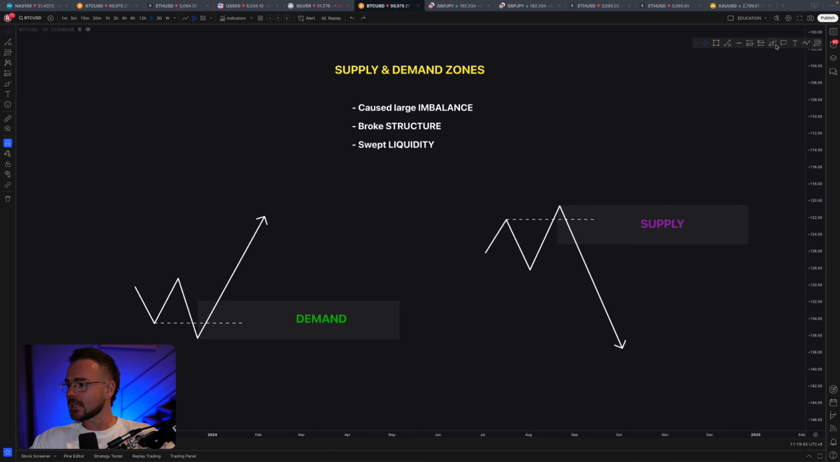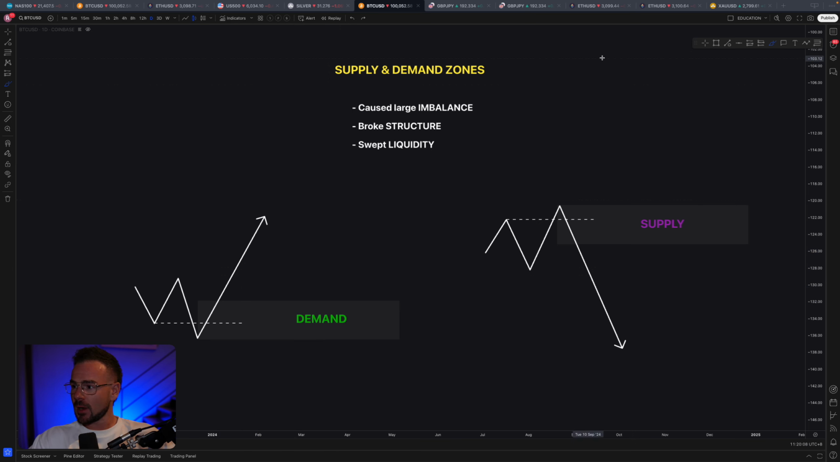Okay, so caused imbalance. This is quite self-explanatory. The areas where the price goes from an area of balance to imbalance, the bigger this imbalance is, essentially the more aggressive the move away is, the larger the signal of the imbalance between the buyers and the sellers. The demand and the supply. So we want to find the zones where price reacted very strongly and moved quite aggressively, quite inefficiently and quite aggressively.